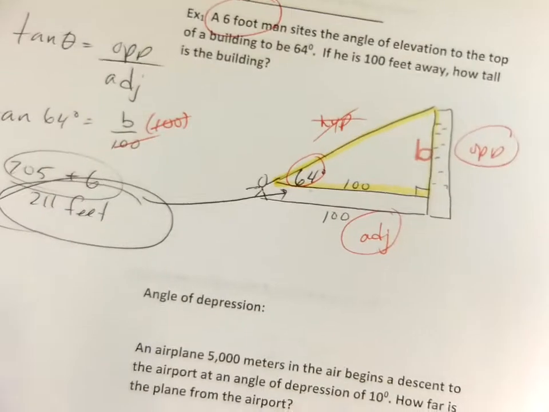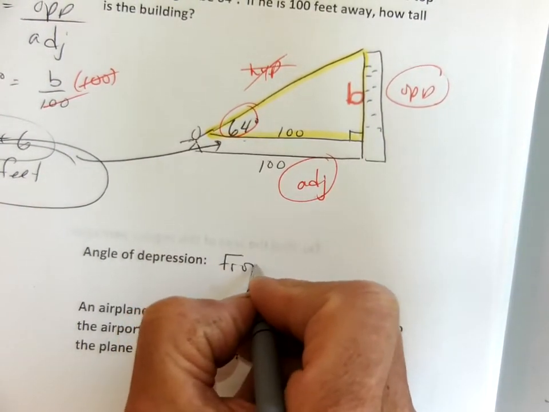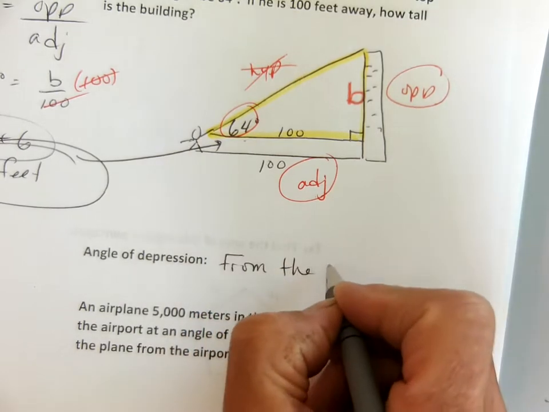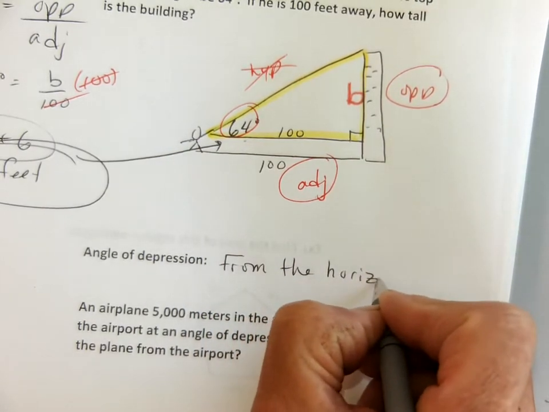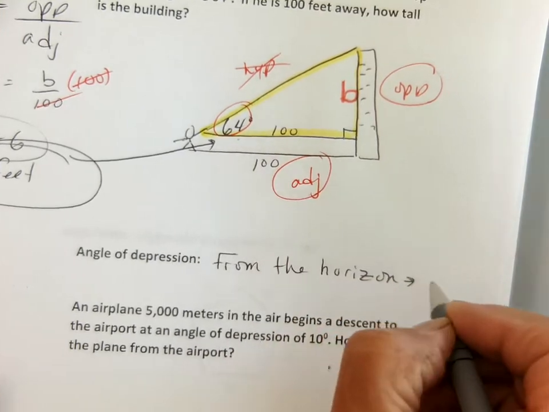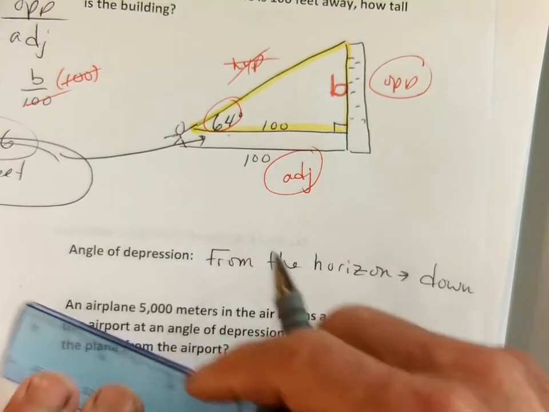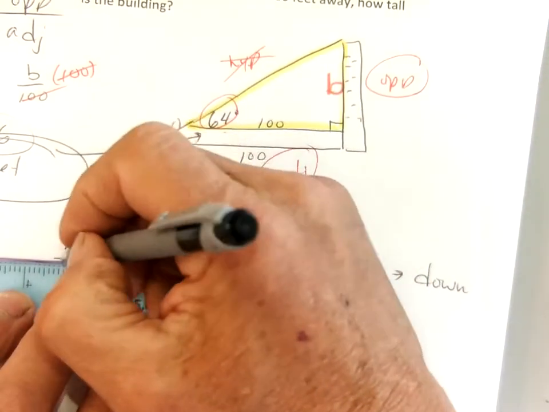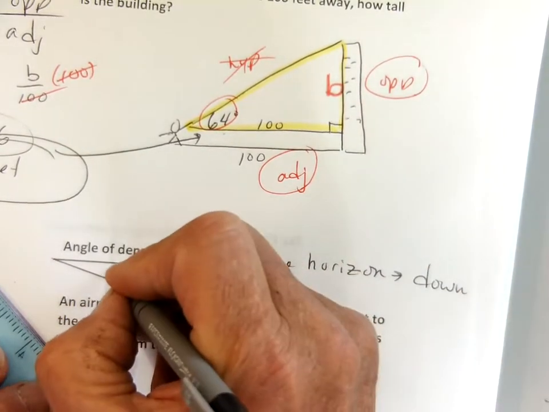Okay, angle of depression. So again, from the horizon, and we just rotate down. Picture that. There's my angle of depression.